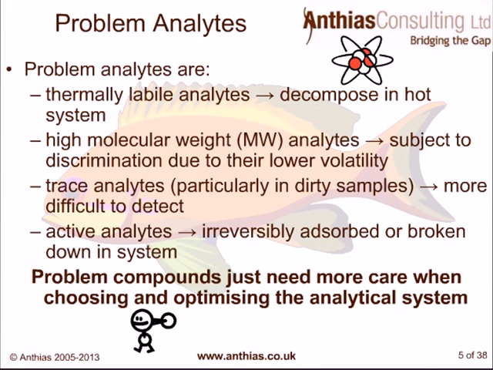Other problem analytes are things like active compounds. So these could be irreversibly adsorbed or broken down in various stages of our system. So again, thinking about our GC system, it could be in the sample introduction stage, it could be in the separation of the analytes, or it could even be in the detection stage as well. So active analytes, again, we need to be thinking about. So problem compounds just need more care when choosing and optimizing our analytical system. And we'll be thinking about that later on in the presentation when we're selecting the techniques that we'll use for each part of our instrument.